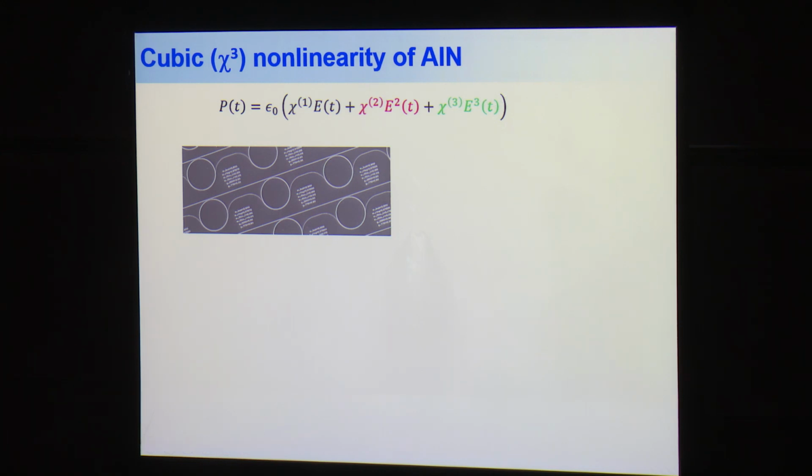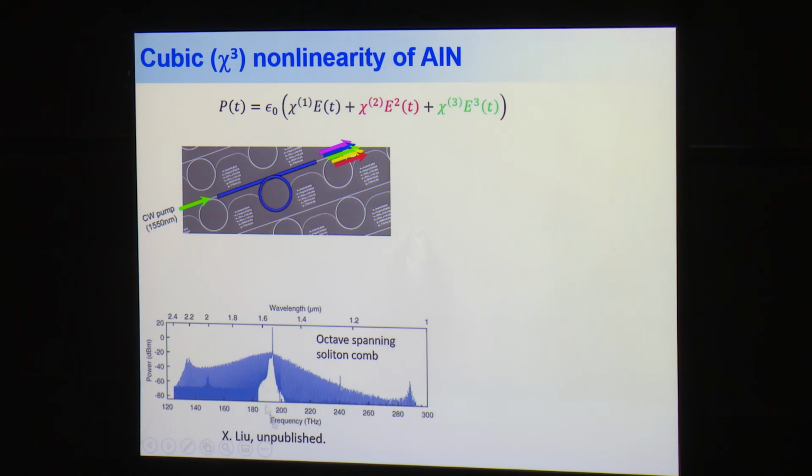I mentioned earlier that nitride also has this chi-3 or cubic nonlinearity, and you can also generate an OPO with the chi-3 effect. In this case, you go back to pumping at 1550 nanometers and do dispersion engineering, to make sure that you operate the device in the anomalous dispersion regime. If you do that, you can get a frequency comb out. This is something we just recently got, an unpublished result: an octave spanning soliton comb from aluminum nitride. This is actually the second material platform that produces an octave spanning soliton comb, the first being silicon nitride.